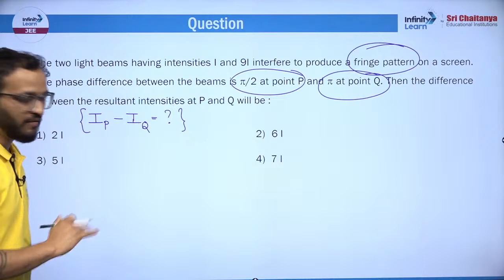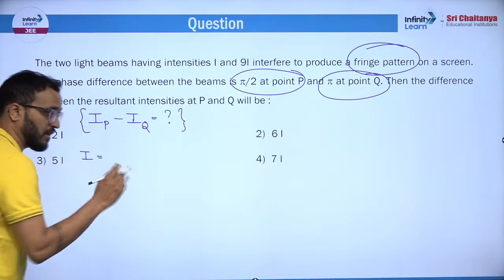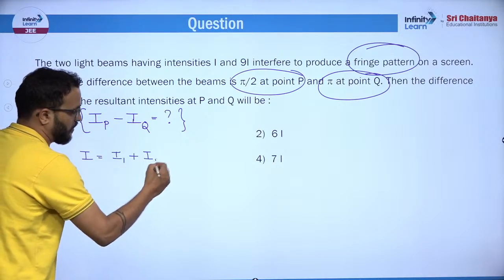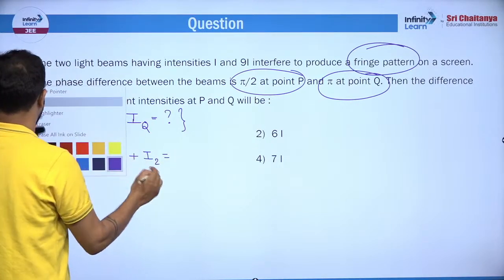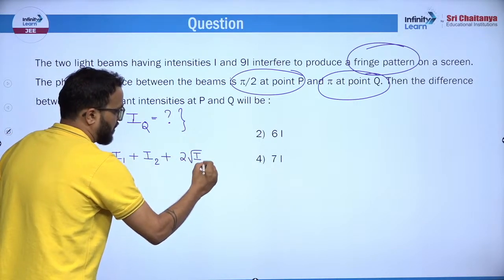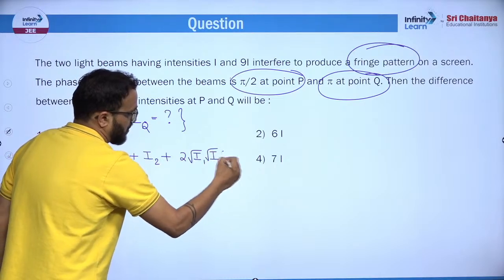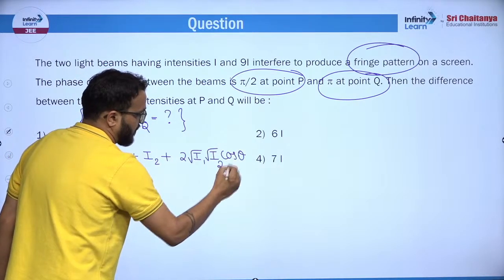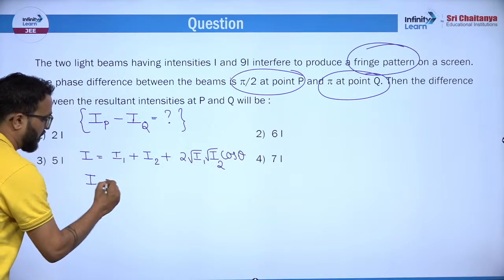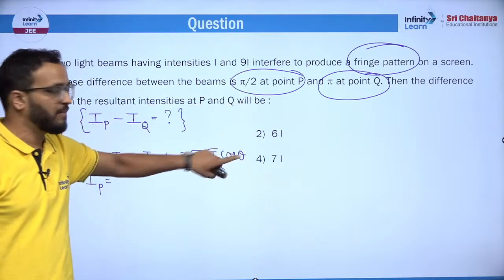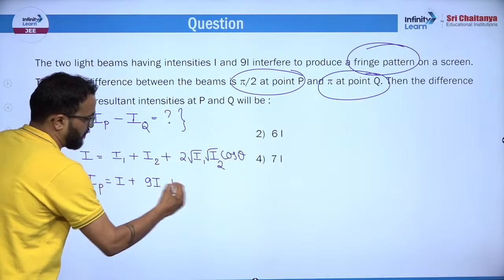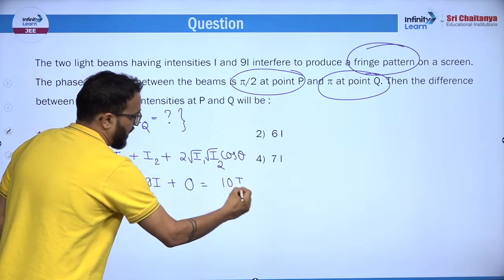Let's begin. First of all, what is the formula for resultant intensity? You will say, sir, the formula for resultant intensity is this, I1 plus I2 plus 2 root I1 root I2 cos of theta or phase difference, cos of delta phi, right? Now, if I talk about I_P right now, phase difference is π by 2 and cos of π by 2 will be 0. So it will be very simple, I plus 9I plus 0, which will be equal to 10I, right?